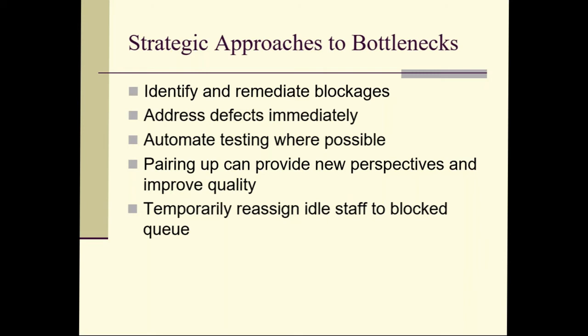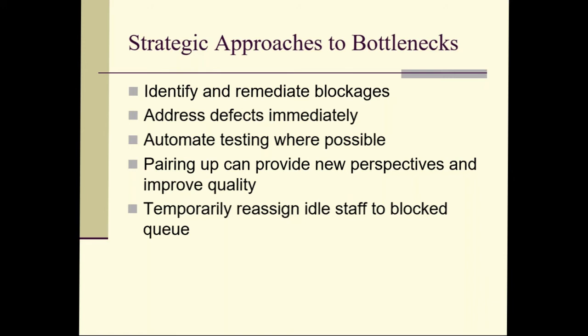This helps us identify and potentially focus and remediate blockages by knowing exactly where they are and what might be causing them. We can address these defects immediately by giving them a different color. Where possible, it helps to automate testing, especially regression testing. That speeds things up so testing can keep up and won't be a bottleneck in your process.